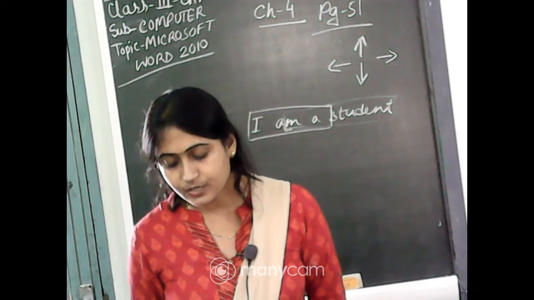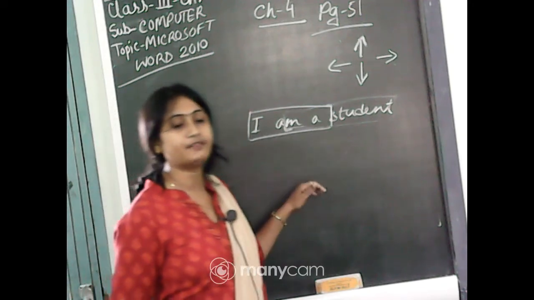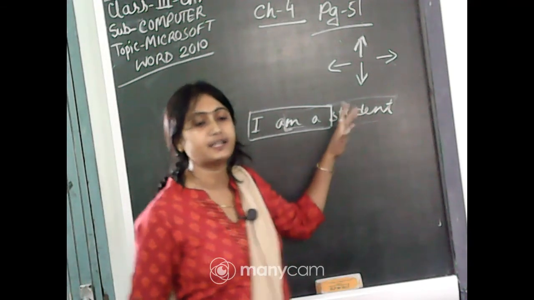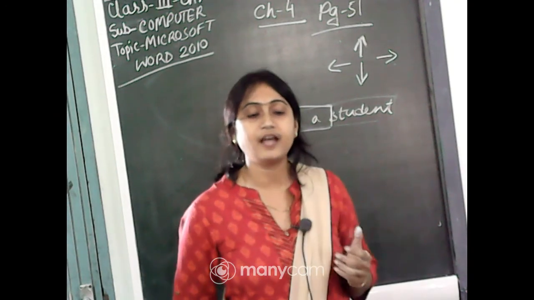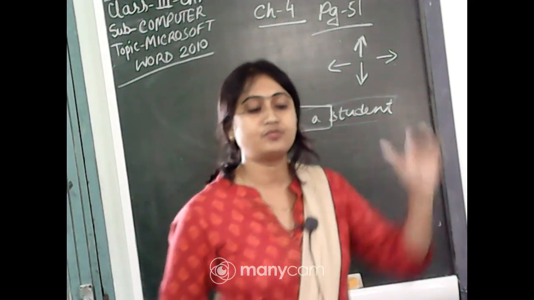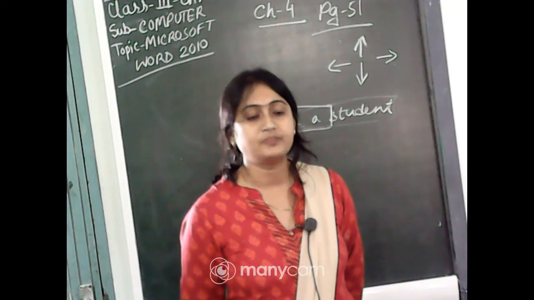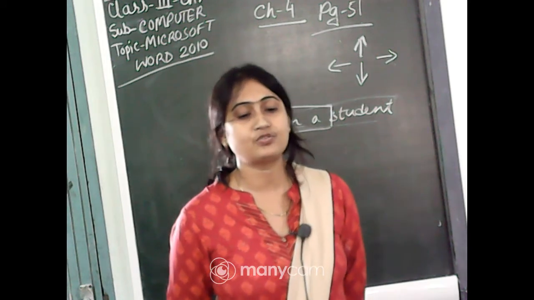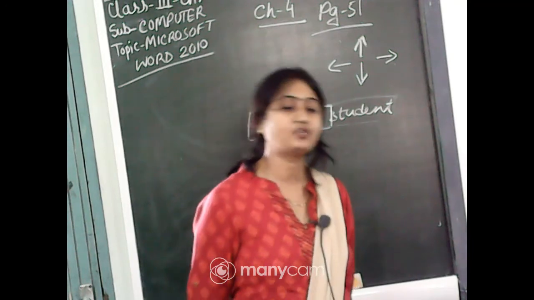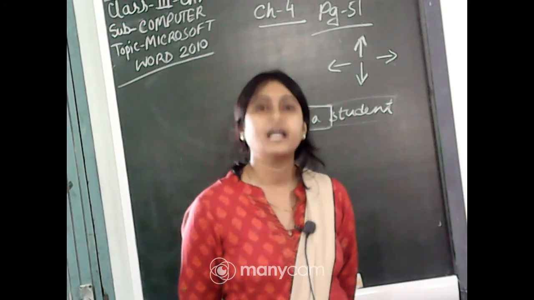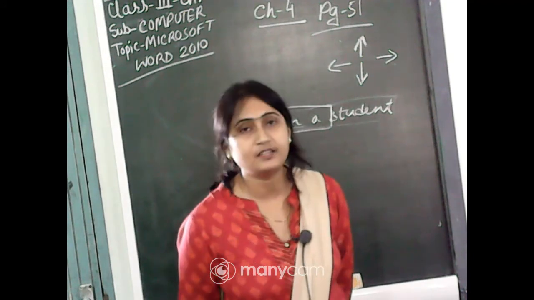Move the cursor using the arrow keys. Suppose you have written a 10 line paragraph and you want to move the cursor to the second line. How to move? You all know, using the arrow keys. The up arrow is used to move upward, the down arrow to move downward, the right arrow to move right, and to move the cursor left you have to press the left arrow. Arrow keys we use to move the cursor anywhere on the screen.